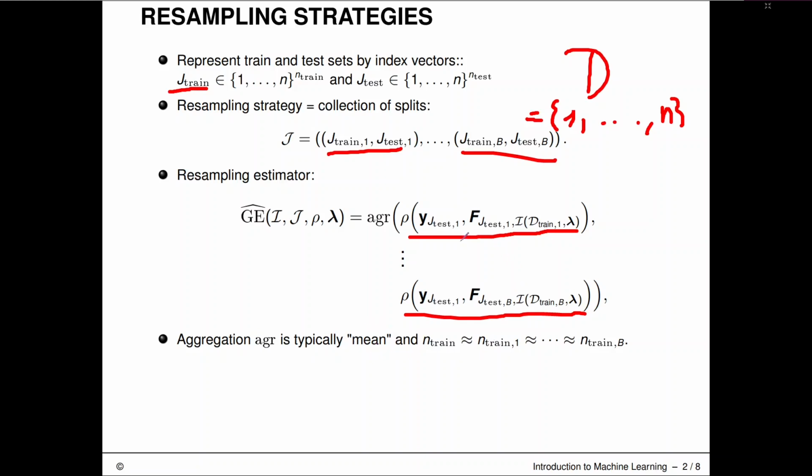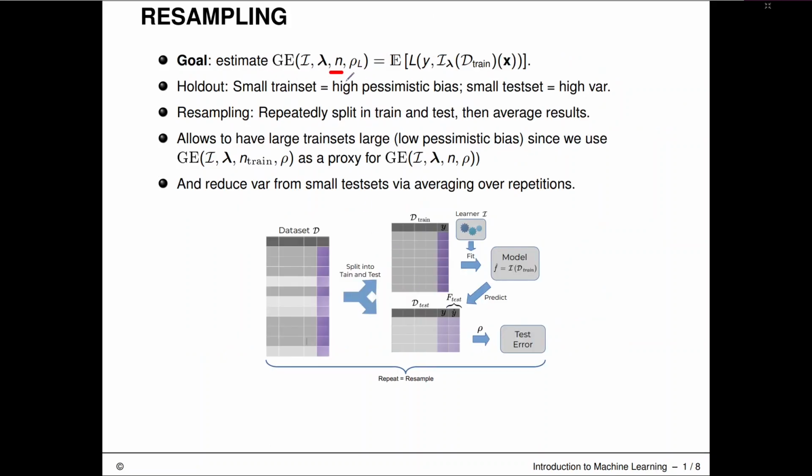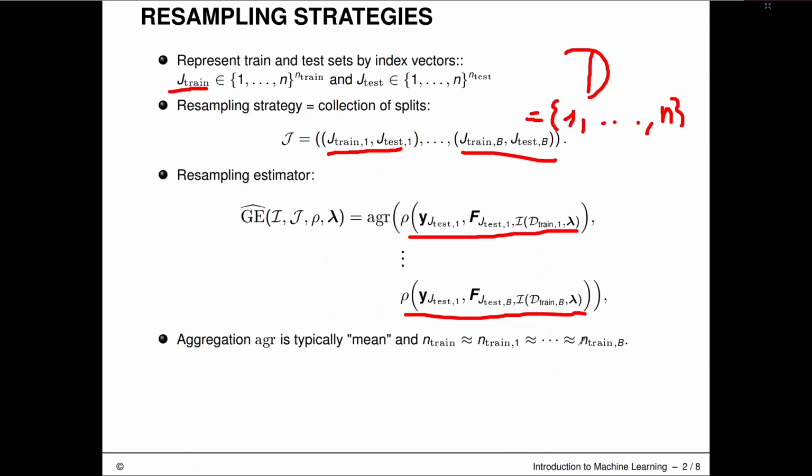And usually all of these resampling strategies are constructed in such a way that this n train, the size of the training set in each iteration, is roughly or nearly exactly equal. The reason for that is, like I've said before, I want to argue about the performance of a learning algorithm when fitted on a certain amount of data. If these are all super heterogeneous in terms of size, it doesn't really make sense anymore. So I usually construct them so that in each split I use something like 80% of training data.